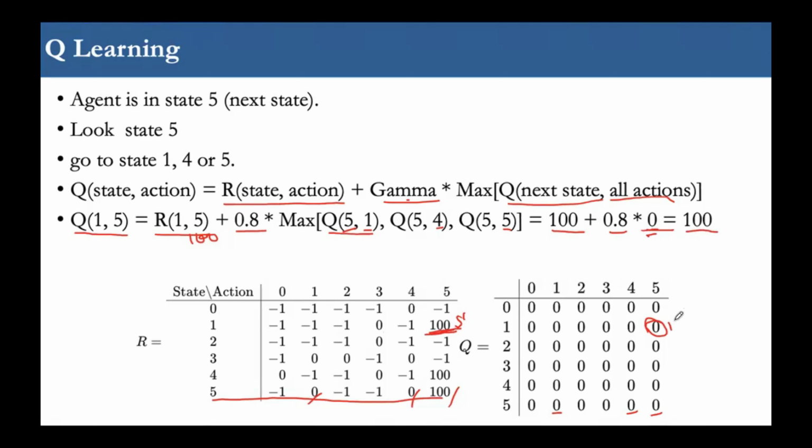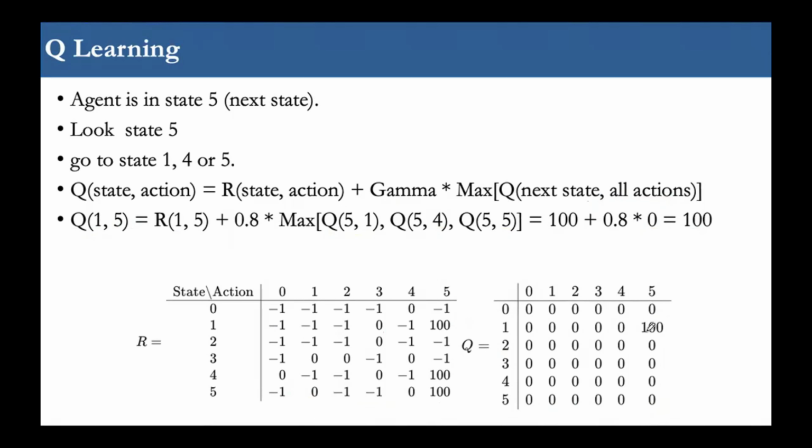So now where will we be placing this 100? We will be placing Q of 1 comma 5. So this is the Q matrix. In the Q matrix at 1 comma 5 we will be placing this 100. Okay, so this is what we get.